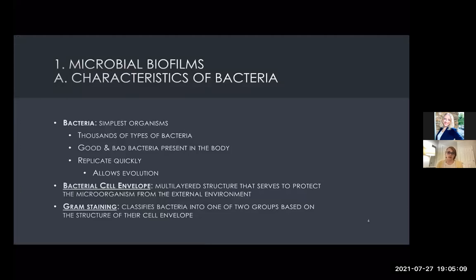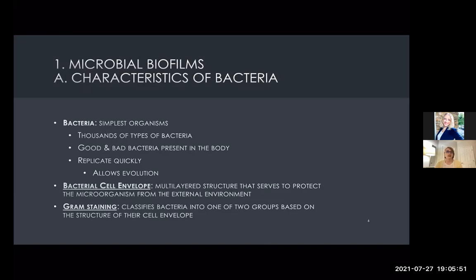But first, let's focus on bacteria. These are the simplest organisms, and there are thousands upon thousands of types of bacteria. There are good and bad bacteria in the body. So good bacteria, those are like our gut flora, our normal flora. Those actually protect us and they help keep that equilibrium we talked about in chapter 12. Bacteria replicate very quickly, which allows for evolution kind of on the fly. We see a lot of evolution for bacteria, basically because they're replicating so fast. They can really adapt to the environment that they're in.